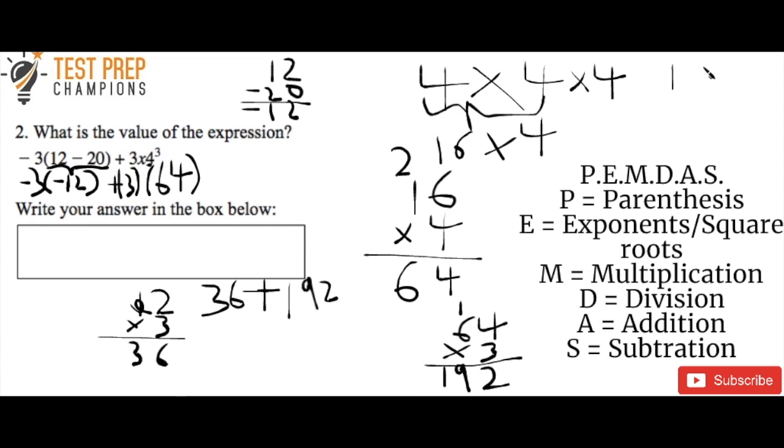So let me go up here in the corner. Write this 192 plus 36. And so we'll just do the math here. So 6 plus 2 is 8. And then 3 plus 9 is going to be 12. And now we've got this 1 plus another 1 gives us 2. So the answer is 288.